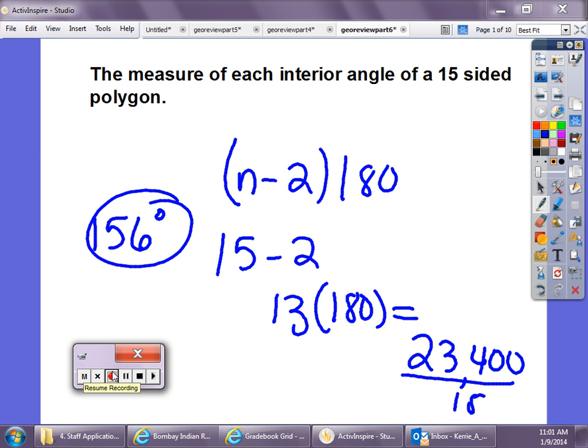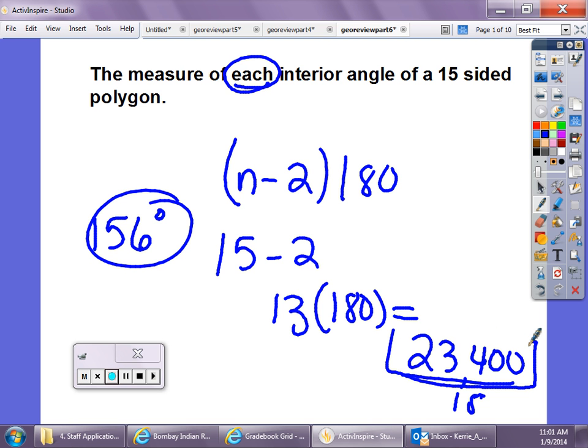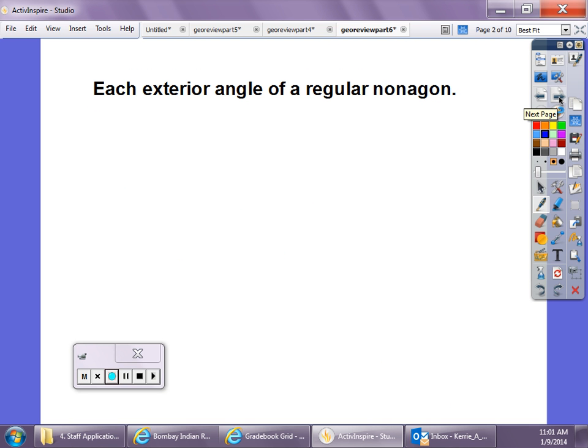Okay, so I had to divide by 15 because it said each. This 23,400 is the sum, and when it wants to know each, I then have to separate this and share it among 15 of the angles. Only because it said each, okay? All right, moving on.